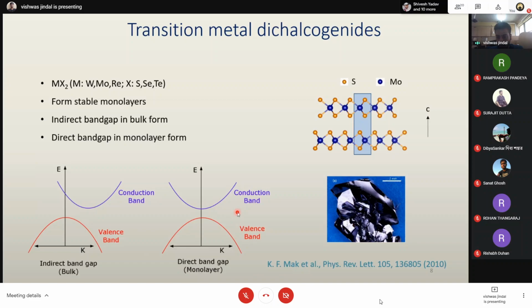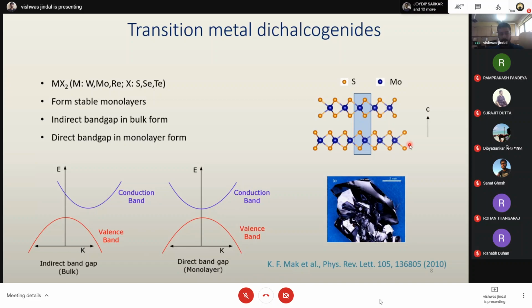So there was a renewed interest in TMDCs after that, and there have been lots of studies of various TMDCs because of this. Because you can fabricate many devices, if you want to do opto-electronics, you can do it with these kinds of materials.